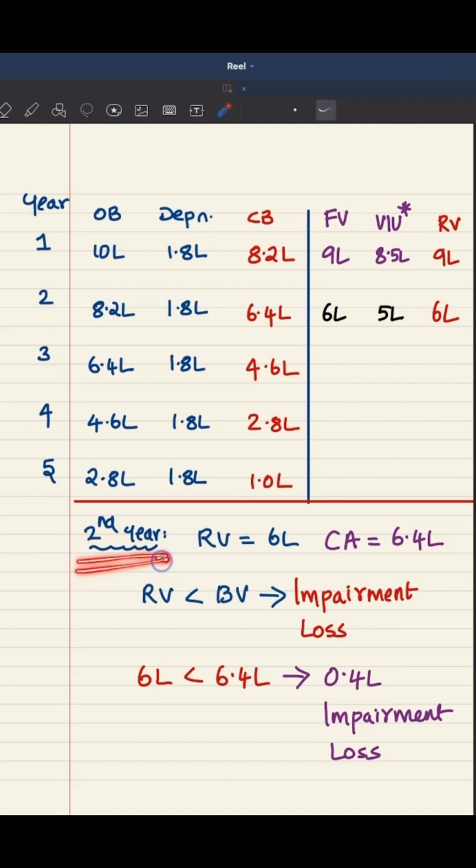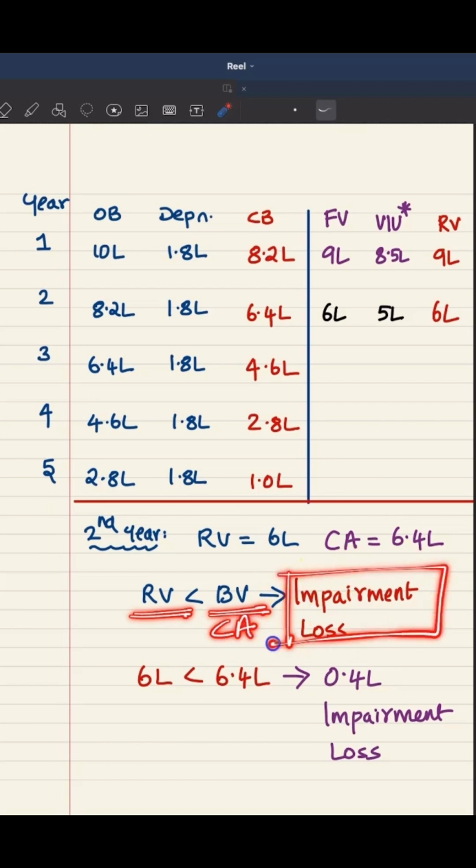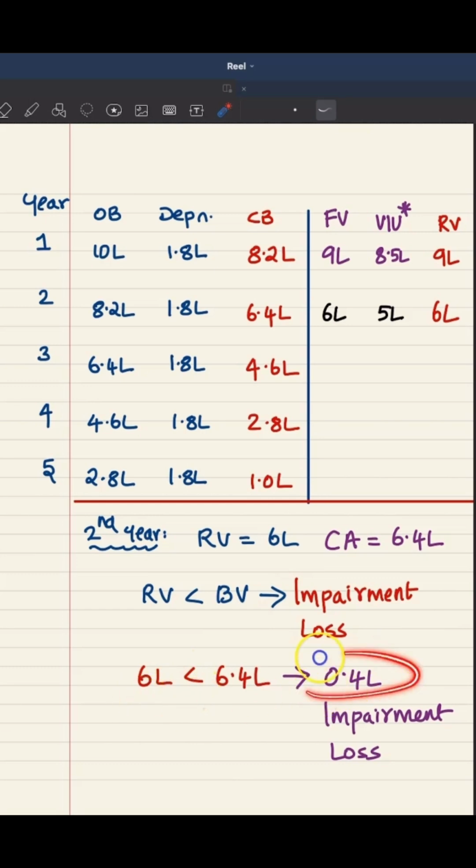So in the second year, the realizable value is less than the book value, or say the carrying amount. So that indicates there is an impairment loss. Impairment loss is to the extent of 0.4 lakh. That is, 6 lakh is less than 6.4 lakh.